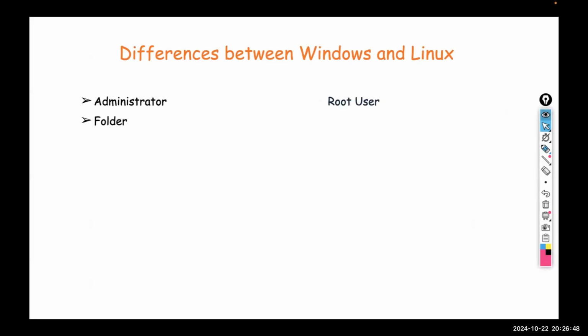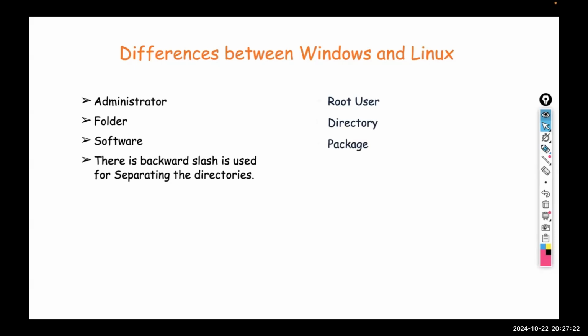In Windows, we call them folders, like creating a folder, deleting a folder. But in the Linux operating system, any idea what we call them? Directory. Correct. We call it a directory. Here we call them software, like install PuTTY software, install Chrome software. In Linux, we call them a package, like install this package, uninstall that package. Here we use backward slash and here we use forward slash for separating the paths. This is the backward slash, and here we are using forward slash.